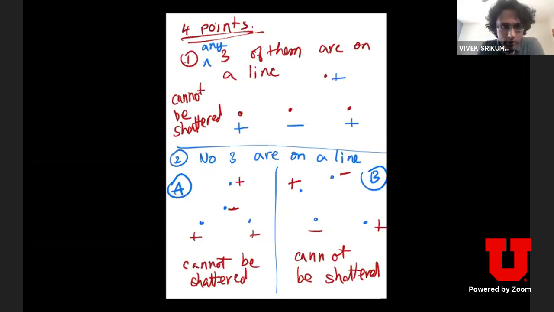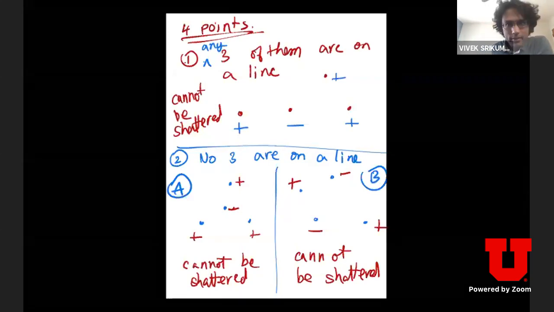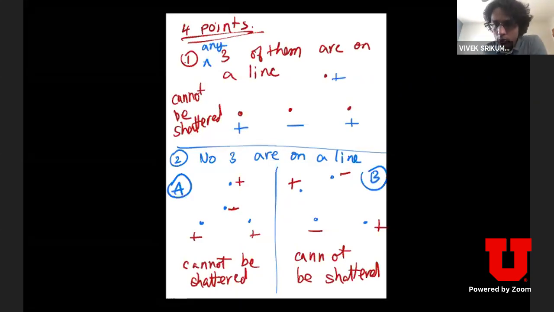So now look at what I have proved here. I claim that no 4 points can be shattered. Why? Because if you have 4 points, either some 3 of them are on a line, or no 3 of them are on a line. This is exhaustive. If some 3 of them are on a line, it cannot be shattered. If no 3 of them are on a line, then either the fourth point lies inside the triangle or outside. These are the only two cases.